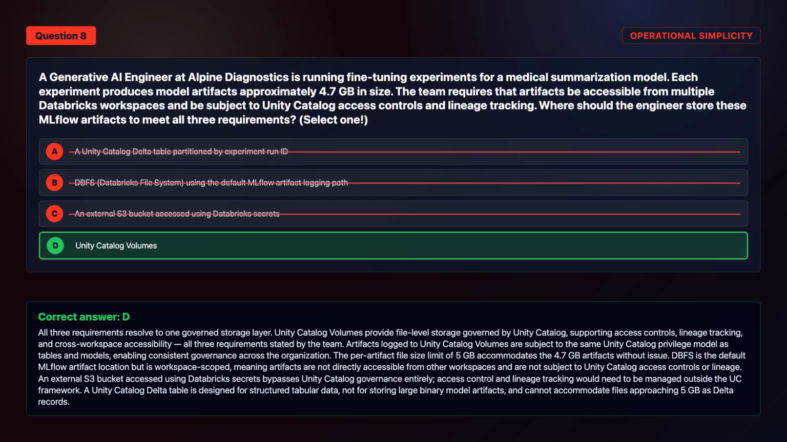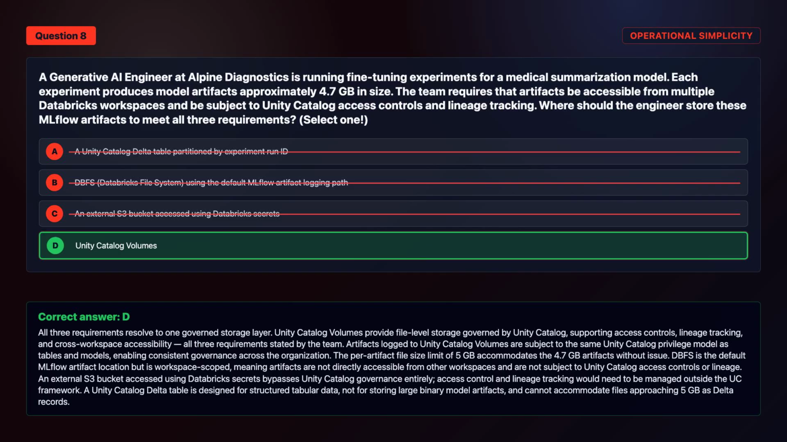Artifacts logged to Unity Catalog volumes are subject to the same Unity Catalog privilege model as tables and models, enabling consistent governance across the organization. The per-artifact file size limit of 5 GB accommodates the 4.7 GB artifacts without issue. DBFS is the default MLflow artifact location but is workspace scoped, meaning artifacts are not directly accessible from other workspaces and are not subject to Unity Catalog access controls or lineage.